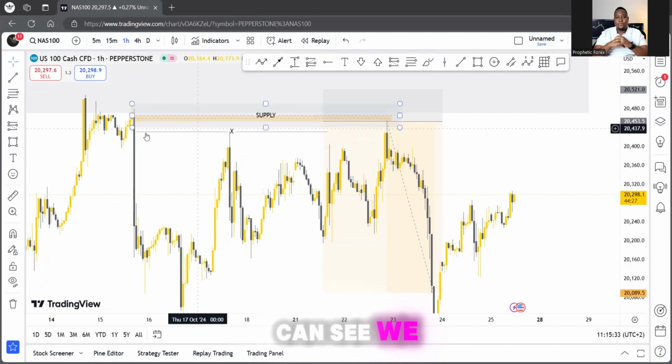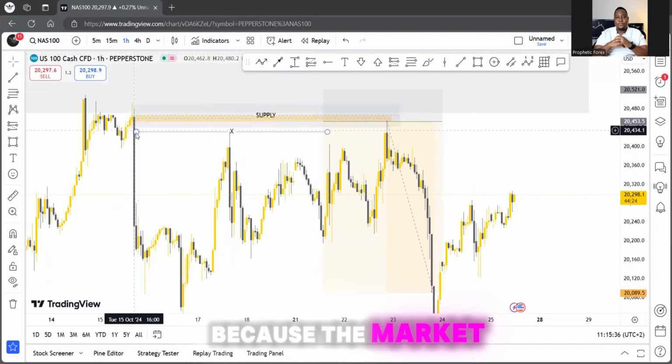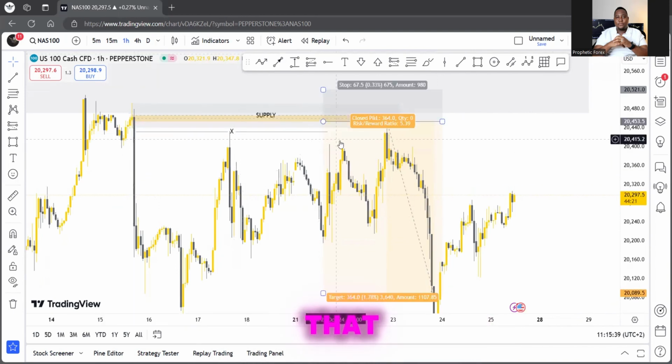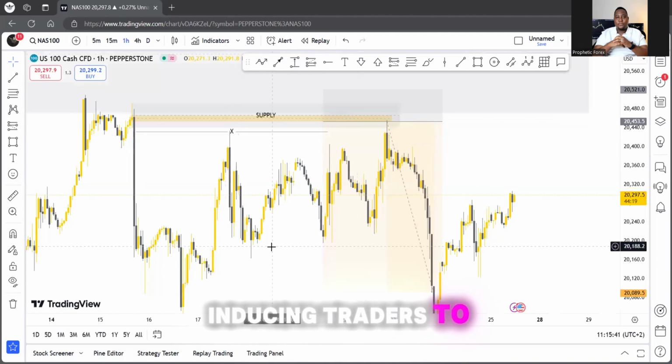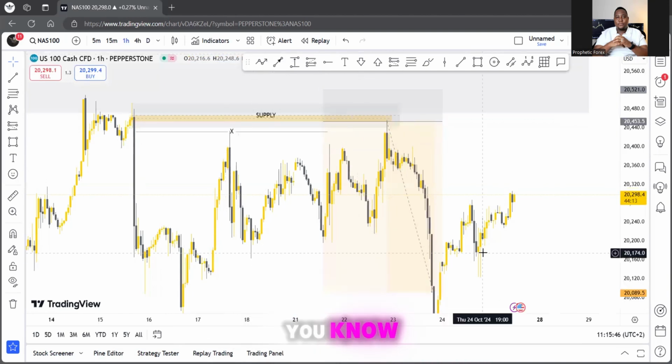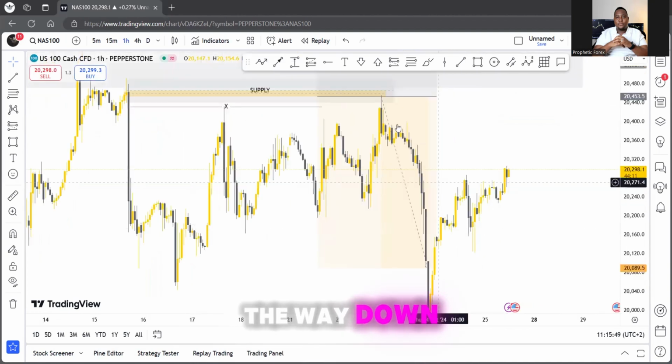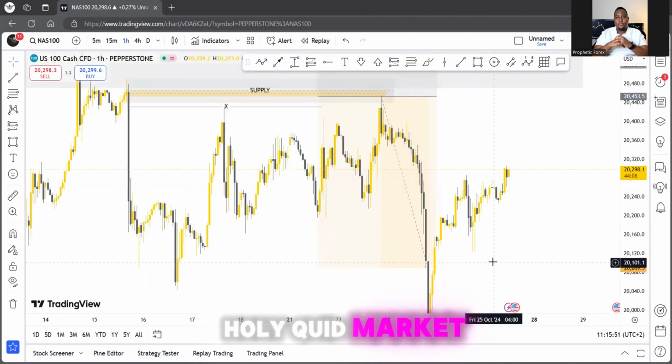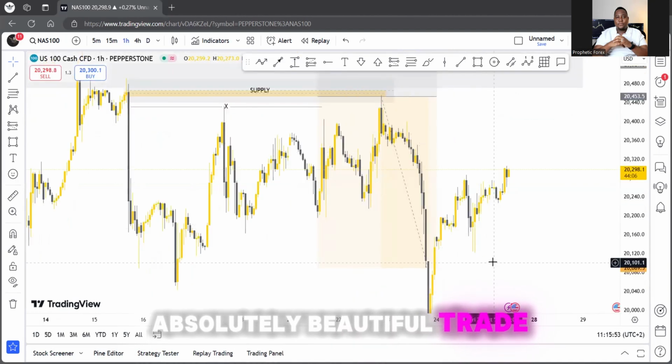And as you can see, we did see liquidity there, because the market only filled in the imbalance of that, but it was just sort of inducing traders into thinking they are selling all the way. They were stopped out, we were brought in, and the market tanked all the way down with that whole liquidity move. Now, these are absolutely beautiful trade setups.